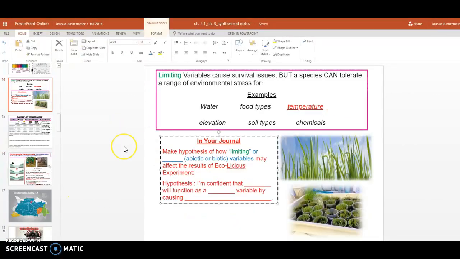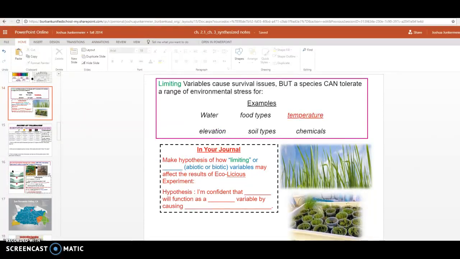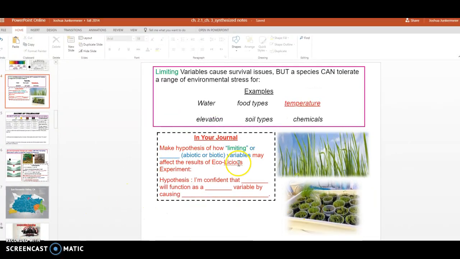All right, slide 14 here. So in your notebook, write slide 14. And don't worry about this definition. You already did it earlier. I want you to focus on this box. So in your notebook, write slide 14, and then we're going to create a hypothesis for our Ecolicious experiment. So here's a sentence frame for you if you want to use it.